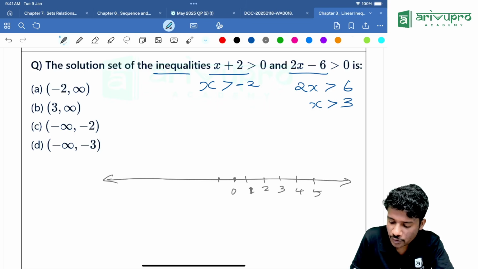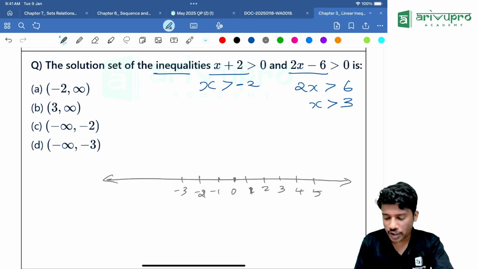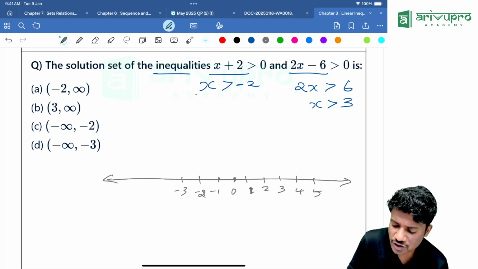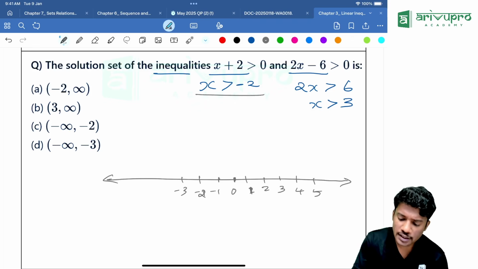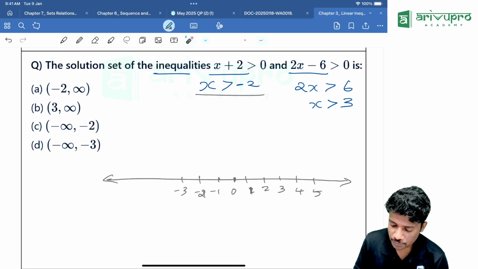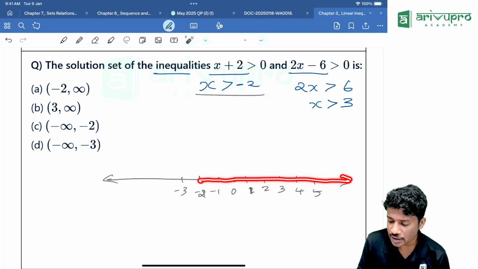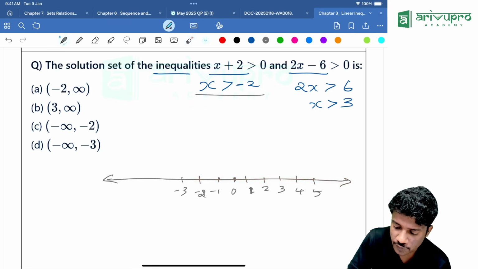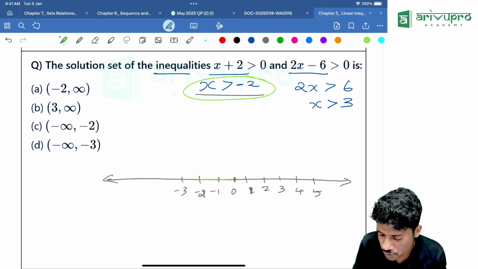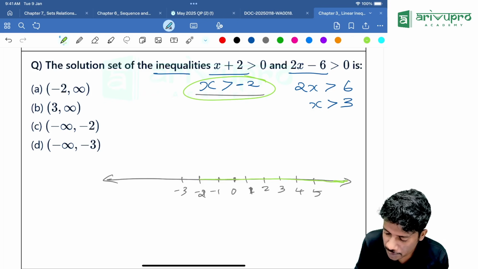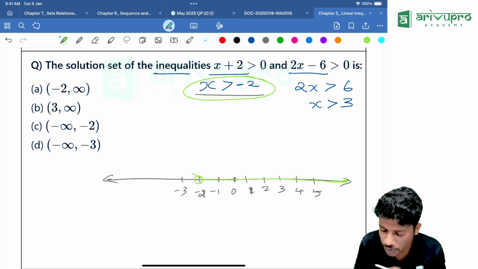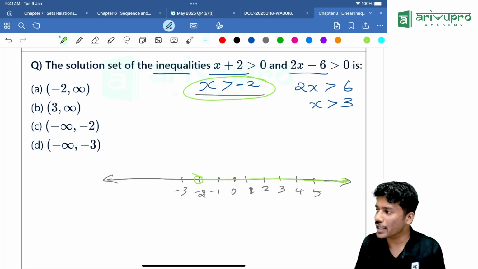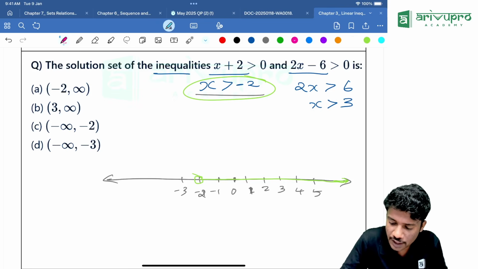Then similarly over here what is there? Minus 1, minus 2, then minus 3. Now if you are looking at x greater than minus 2, what are the possible values? From this point to infinity, correct? Minus 2 to infinity. That is the possible. I will use light green color for that. That means the possible values are from here. But is 2 included? No. 2 is not included.